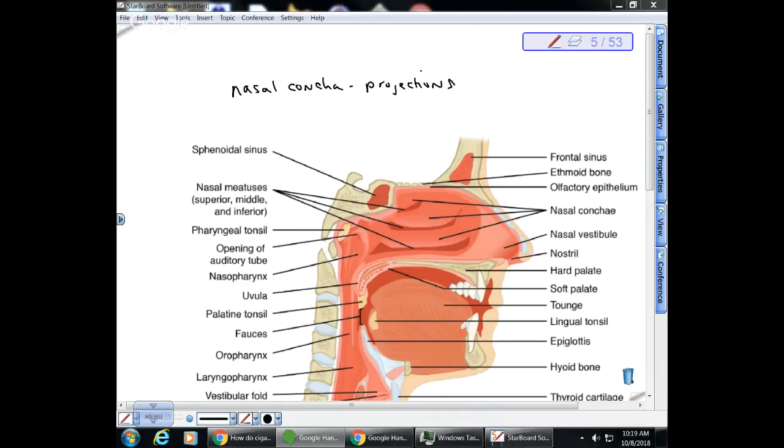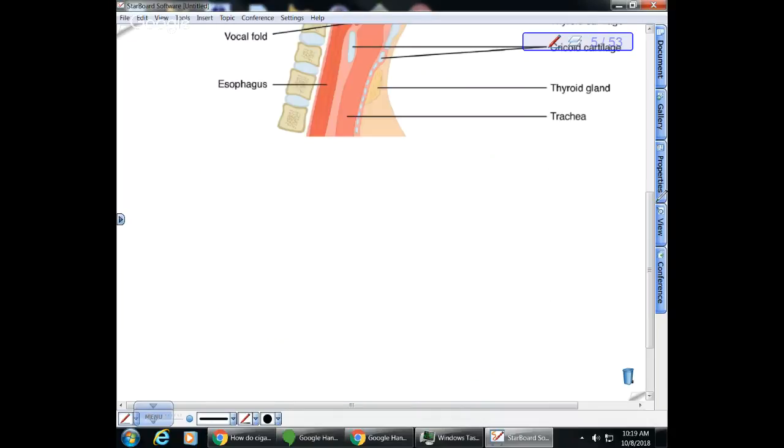Okay, so if we look at the back of the nasal cavity, we have an opening into a structure referred to as the pharynx. So the pharynx is the next structure. When we talk about the pharynx, this is the common opening to the respiratory and digestive systems.